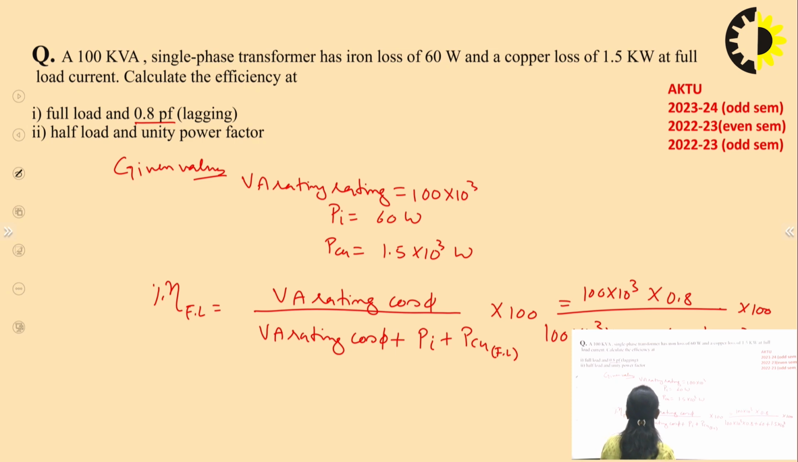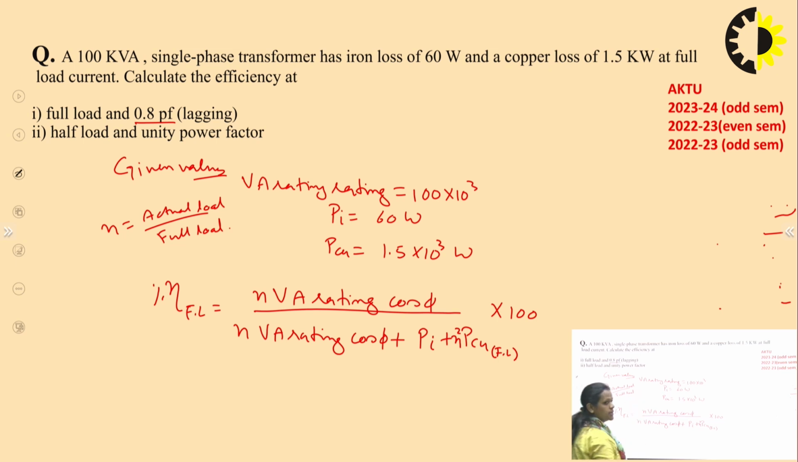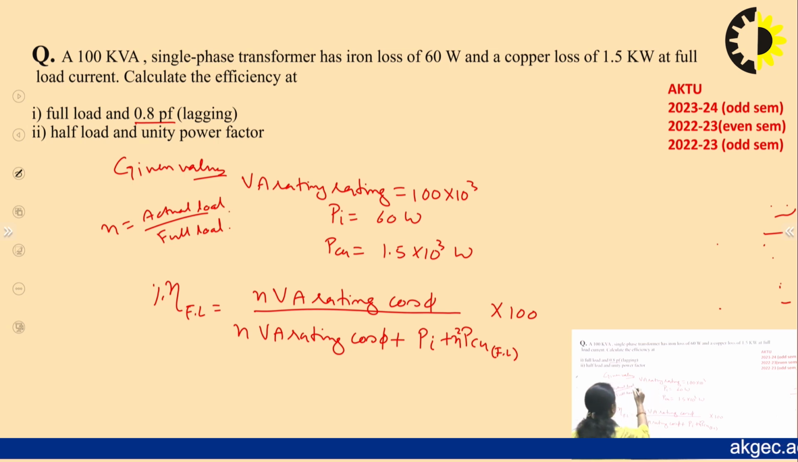Next you have to find the efficiency at half load. So how will you find it? Half load means the VA term will be multiplied with n, the numerator and denominator terms with n, and the copper loss with n square. What will be the value of n? We know that n is equal to actual load by full load. Actual load is half, which is 50, and full load is 100. So n will be equal to 0.5.